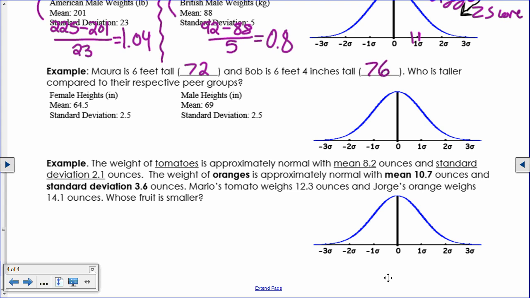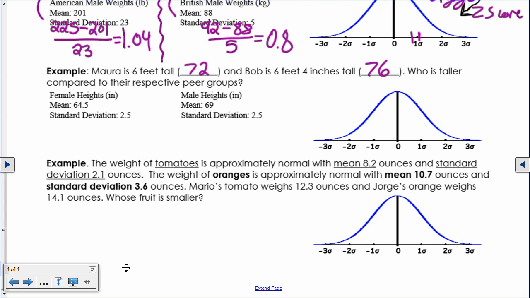Alright. I want to know who is taller respective to their peer groups. Now stop for a second. If you aren't paying attention to the question and I ask you just who's taller, what would you say? Bob, clearly, because he's 76 inches and Mara's only 72. That's not what the question's asking. They're asking, compared to other girls and other guys, is he taller than other guys or is she taller than other girls? They're not trying to compare them to each other. They're trying to see who's taller within their peer group, right?